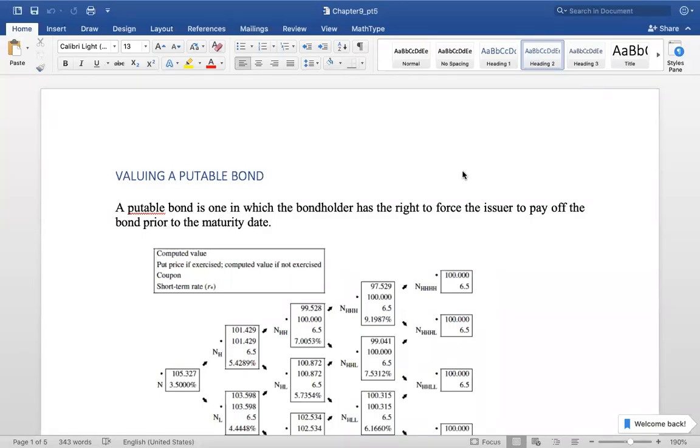So this is part 4 of the series of videos for chapter number 9, valuing bonds with embedded options. Now let's look at how to value bonds with other embedded options. So let's look at how to value a puttable bond.